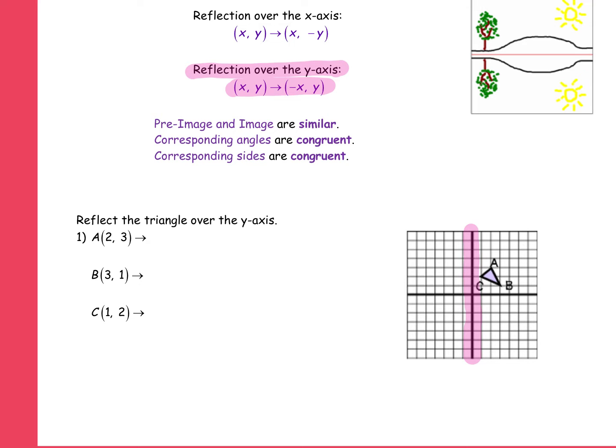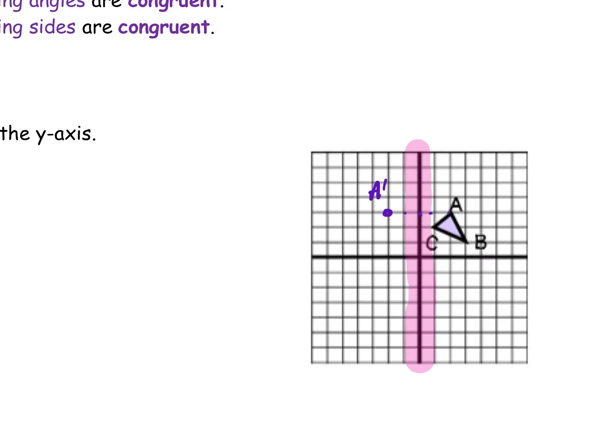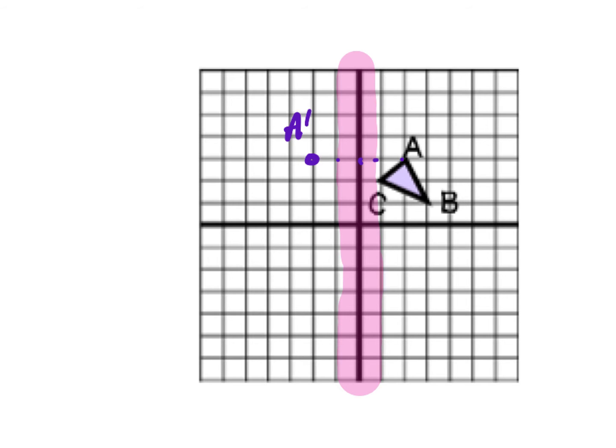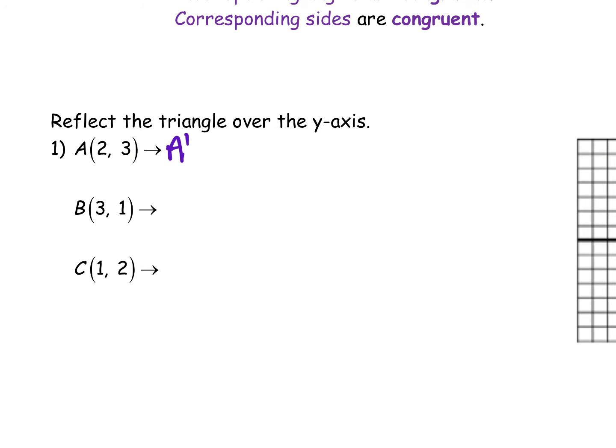So we can do it here. If I reflect it over the y-axis, you guys all know how to count it out, right? If A is 2 away from my axis, it's going to be 2 away on the other side, right? So it's going to be 1, 2. This is going to be A prime. So what's the location of A prime? Can someone tell me where that point is located? Do I need to blow it up? Negative 2, 3. Okay? So A prime is at negative 2, 3.